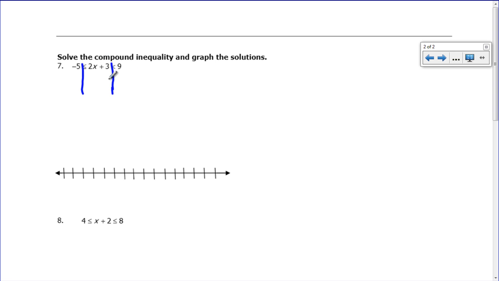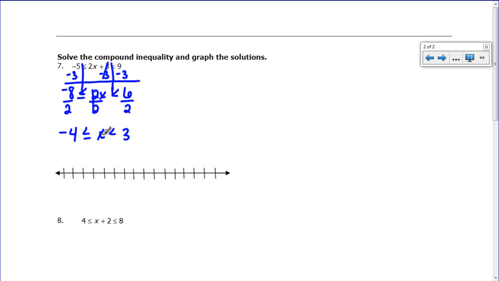Whenever I do something, I have to do it to all three parts. For example, the first thing I'm going to do is subtract 3. I have to do it from the middle, from the left, and from the right. I have to do it from all three spaces, not just the left side and right side. So now this becomes -8 is less than or equal to 2x is less than 6. Then I have to divide by 2 in the middle, on the left, and on the right. It's a positive 2, so no signs have to flip. So this becomes -4 is less than or equal to x is less than 3.